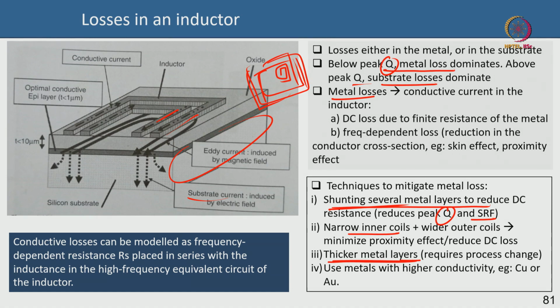But beyond the DC metal line losses, there is also skin effect that we talked about in, I think, the last lecture or the last to last lecture, where at RF frequencies the current will tend to aggregate and flow on the periphery of the metal line and not throughout the metal line.